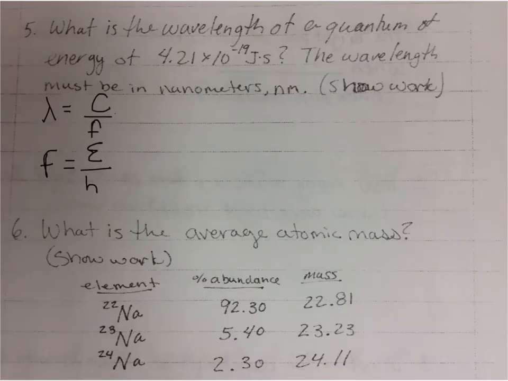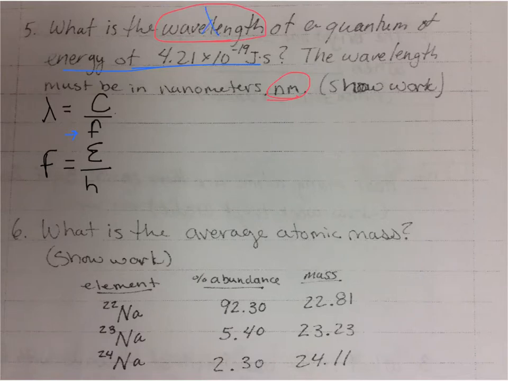All right, so now in this problem, they're asking what is the wavelength of a quantum of energy. In this case, the wavelength has to be in nanometers, so once we get our wavelength, we've got to convert it. What's given to us is our energy, so this is our E. We're going to look for frequency, because once we find F, we can find lambda, which, remember, is our lambda here.